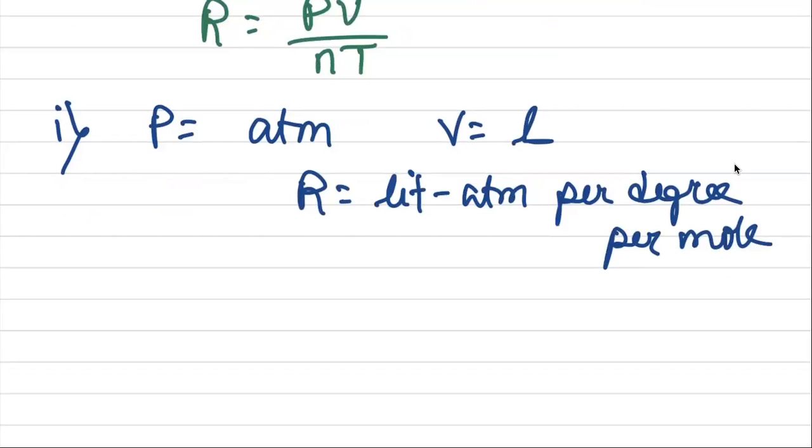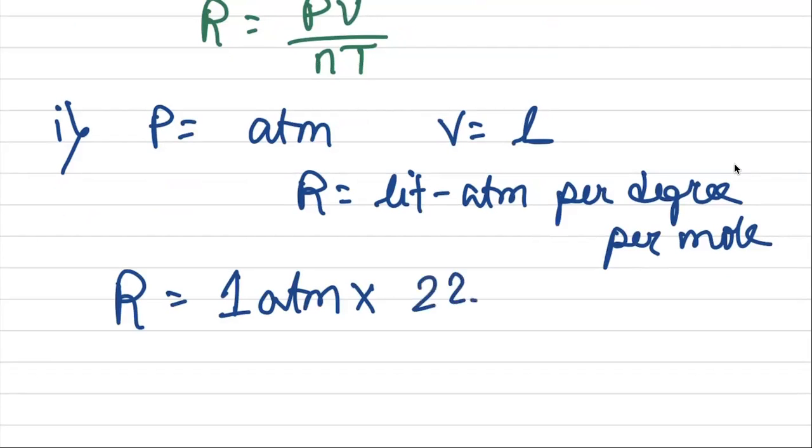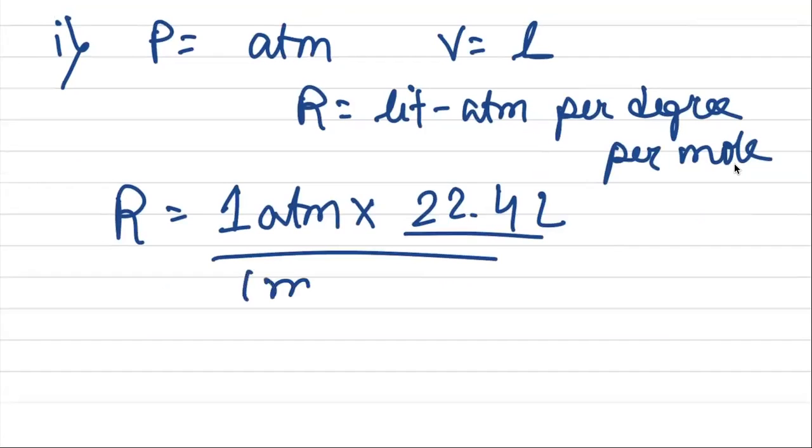Okay, let's see. Pressure is 1 atmosphere, so 1 atm, and 1 mole of gas at STP can occupy a volume of 22.4 liter. STP means standard temperature and pressure. That means at 1 atmospheric pressure and 273 Kelvin temperature, 1 mole of gas can occupy a volume of 22.4 liter. Here there will be 1 mole obviously, and at the same time the temperature will be 273 K.